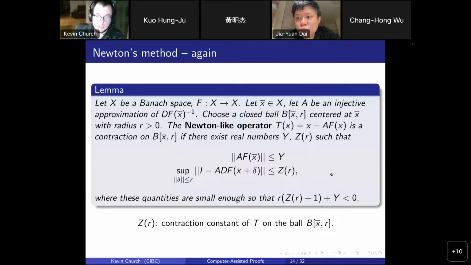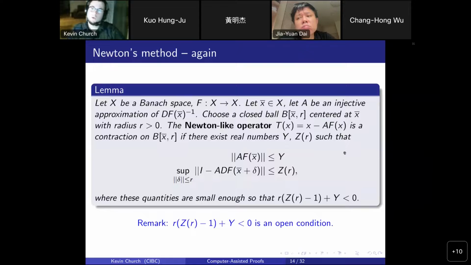But the idea then is that if we have these two bounds, if this contraction constant is less than 1, and if this bound Y is small enough, and this polynomial-like function in r is negative, then in fact our Newton-like operator is contractive. And if our approximate derivative inverse A is designed to be injective, then a fixed point of T corresponds to a zero of f. So if we get a contraction, then we automatically have a zero.